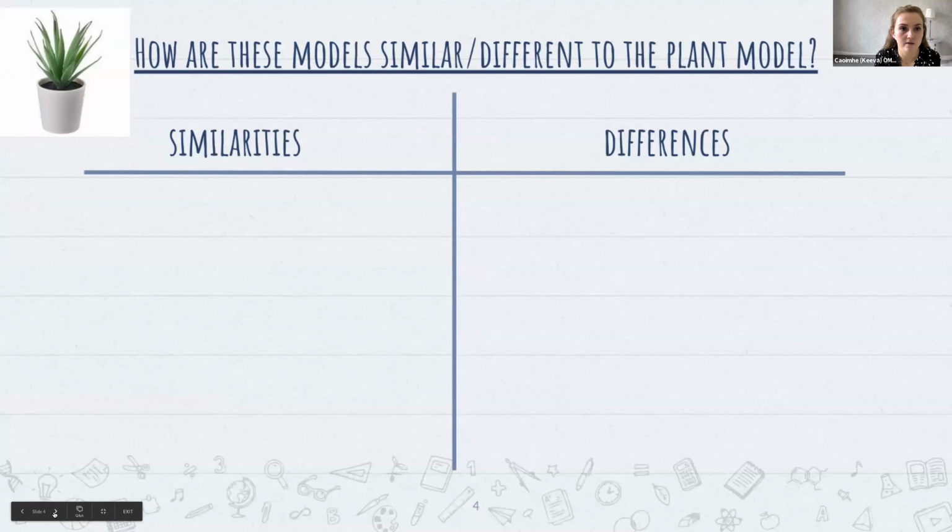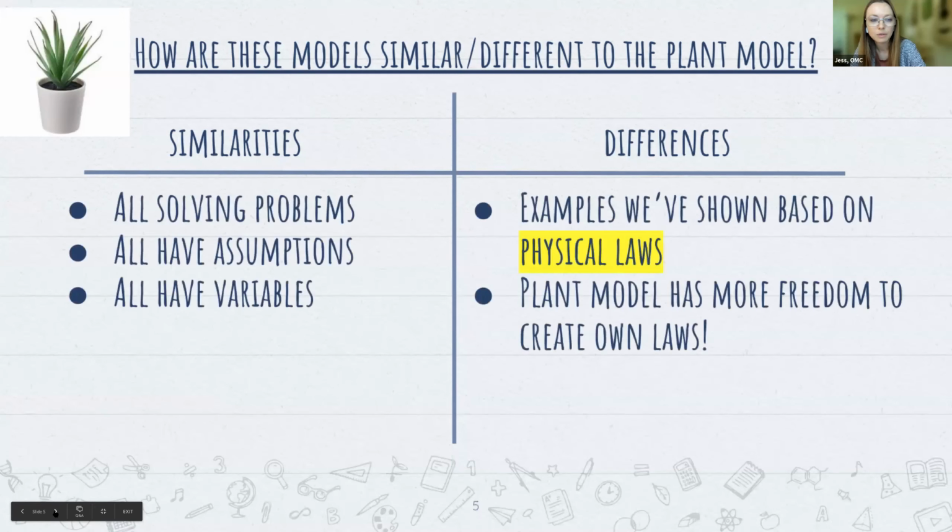Okay, so we just did that. And I think then we wrote down some similarities and differences that we had off the top of our heads. And I think you've all captured these really well. They're all solving problems. We all have to have assumptions and variables. Although, as somebody mentioned, in the problems we talked about, we have to figure out what those are, whereas with the plant problem, the variables are more given to you by the data that's available. And then the main differences: the examples we've shown are based on physical laws, so we're restricted in the equations that we can use. And exactly as you've all said, your plant model has much more freedom to create your own laws, which is quite fun.